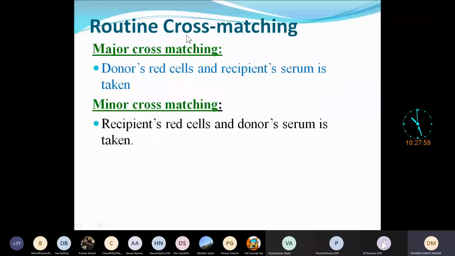Usually we will do routine cross matching, and it is of two types: major cross matching and minor cross matching. Major cross matching means the donor's red cells and the recipient's serum are taken. Understood here? Students may get confused and say that major cross matching means the recipient's RBCs and the donor's serum. But you just have to remember this: major means we are giving the blood to the patient, the recipient.